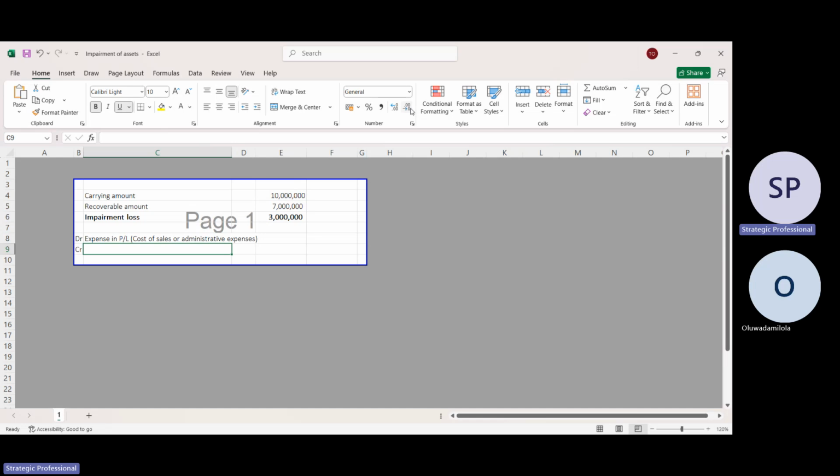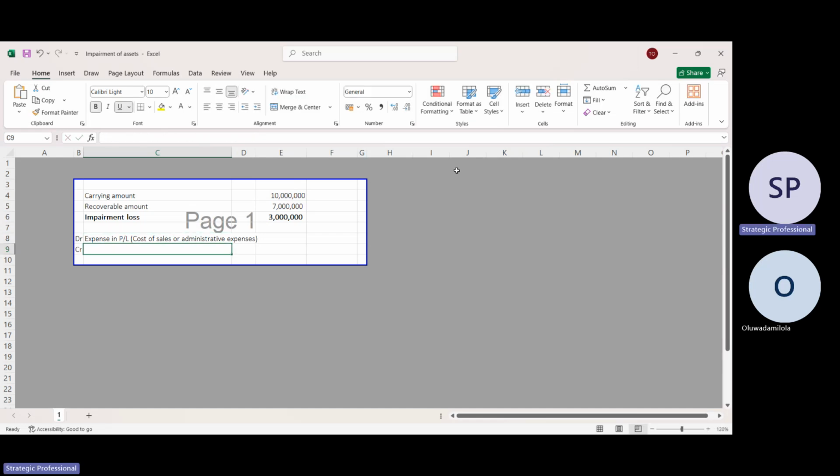For example, let me use a company that has a manufacturing outfit. That manufacturing company, the plant and machinery they use for production, if it impairs, the impairment loss will go to their cost of sales. However, if that manufacturing company has a laptop that the finance unit usually uses, and that laptop impairs, it will not go to cost of sales. Why? Because it's not related to production. It will go to administrative expense. That's what I'm trying to explain.